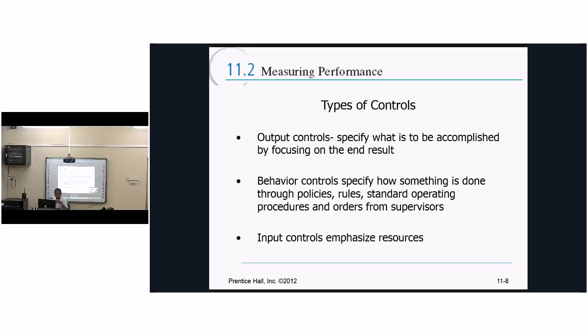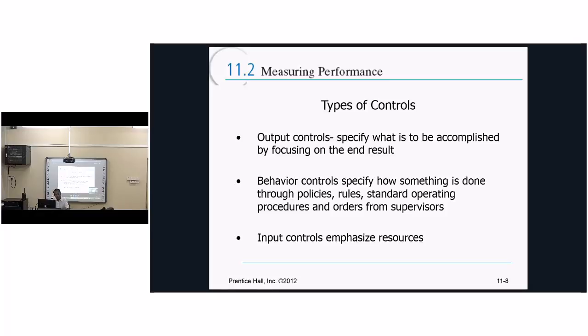Those are output controls. One of the reasons why people measure output controls is because it's easy to measure. The second type of control is behavioral controls. They specify how something is done through policies, rules, standard operating procedures, and orders from the supervisors.